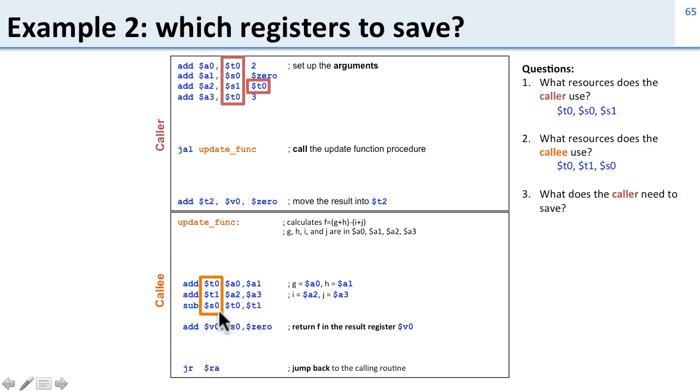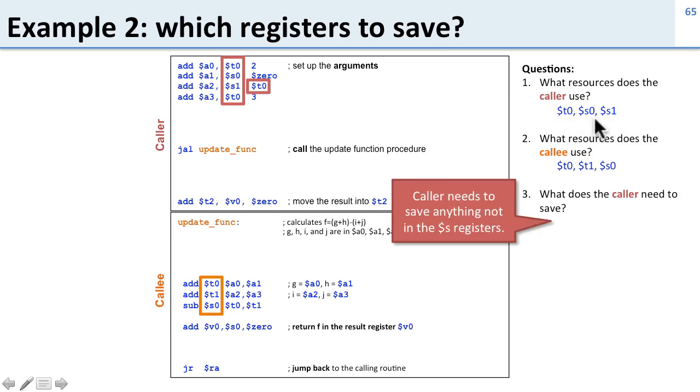Now here's the interesting question. What does the caller need to save? So of the resources here that the caller is using, what does it need to save? Remember, the caller needs to save anything that's not in the S or saved registers. So the only one here is T0. So the caller is going to have to save T0.